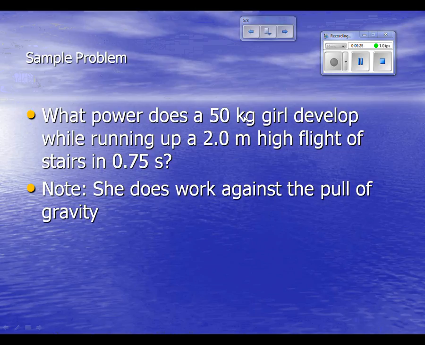Okay, so this is going to tie right into what we do tomorrow. How much power does a 50-kilogram girl develop while running up a 2-meter high flight of stairs in 0.75 seconds? So this is exactly what you're going to do tomorrow. We're going to weigh ourselves using the Newton scale, so you don't even have to multiply by 9.8. Note that she does work against the pull of gravity. She's pushing down on the stairs, and they push up on her. She's working against gravity, so it's her weight force that has to be applied.